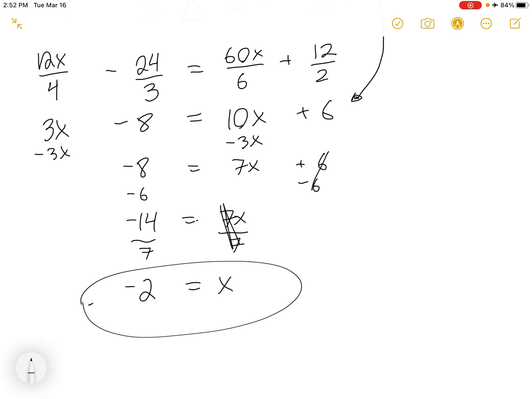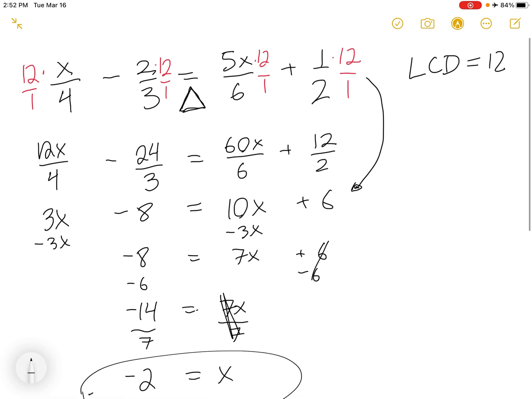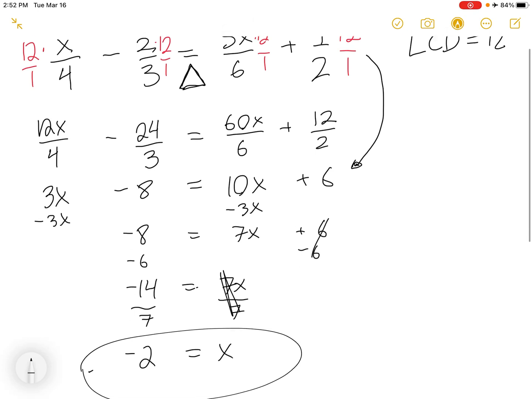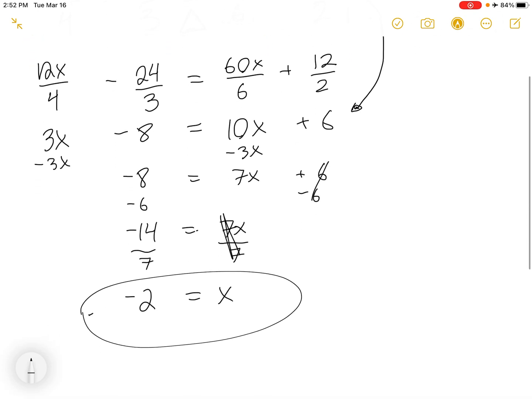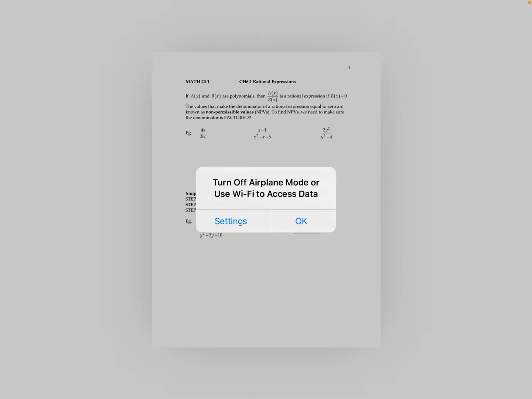X equals negative 2. Now because this is linear, we could have solved this without multiplying by the least common denominator, and then we'd have to deal with everything in fractions, but it gets a little messy. But we do have that option because it's a linear equation. Now with rational equations, this LCD is going to become very important. So that's what we're going to talk about today. All right, over to our notes.